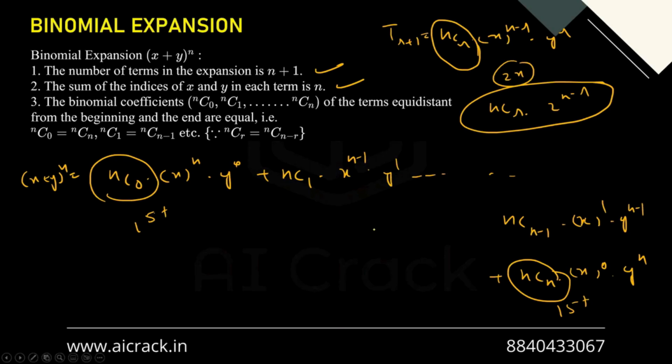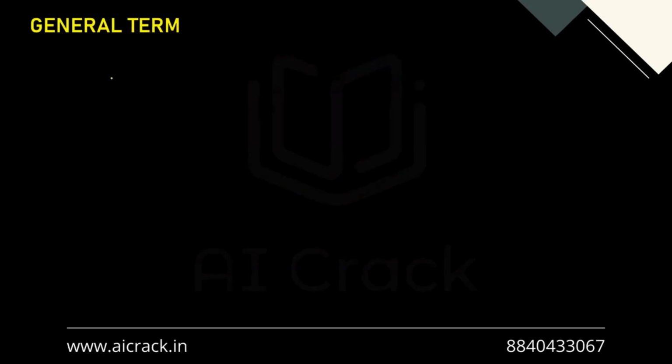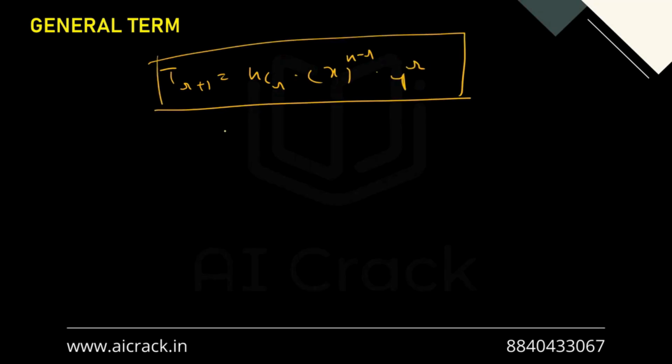Now let's move back to the point. It says that the binomial coefficients of terms equidistant from the beginning and the end are equal. We know that nC0 and nCn are both equal because nCr equals nC(n−r). You can see that this is nC1, and this is nC(n−1). Both are equal because of this property. Now let's talk about the general term, which we have already discussed. I'll write it formally once again: T(r+1) equals nCr, the binomial coefficient, multiplied by x raised to power n − r · y raised to power r. This is how we define the general term, and we know that there are a total of n + 1 terms in the case of (x + y) raised to power n.